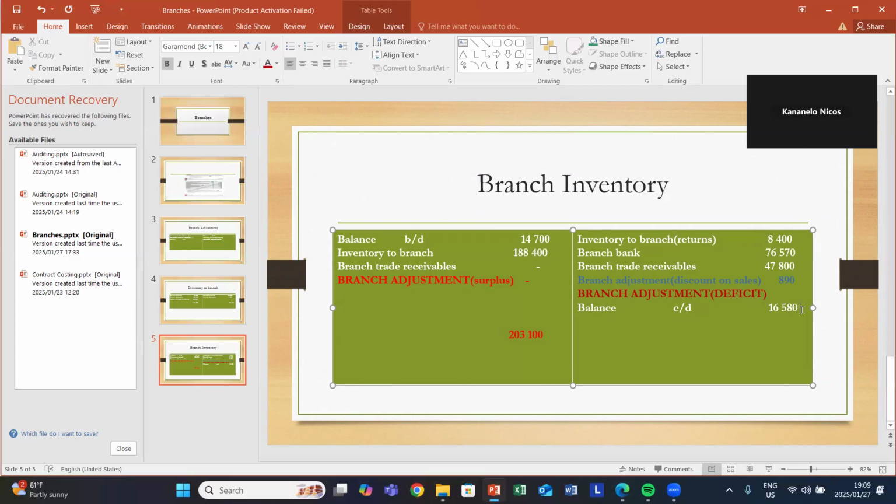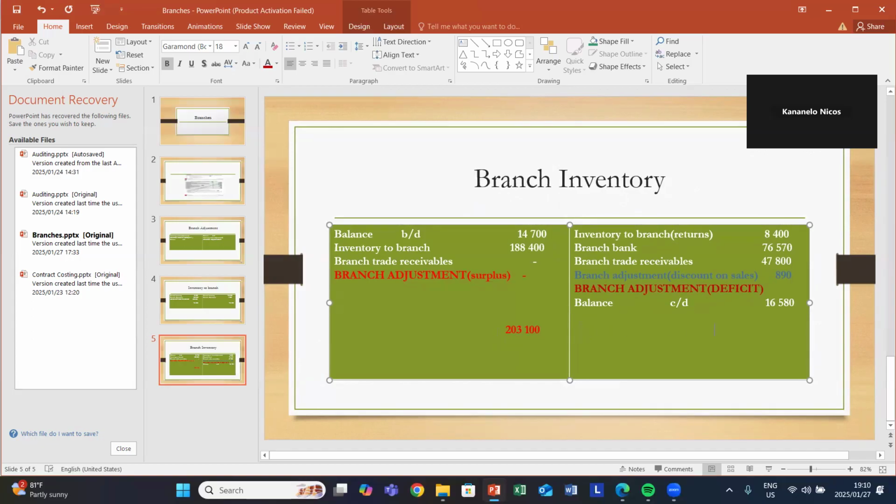Also here we'll write 203,100. And then you can clearly see that we did a deficit. So we'll say 203,100 minus all those amounts that are on the credit side. Minus 16,580, minus 890, minus 47,800, minus 76,570, lastly minus 8,400. And then we'll get 52,860. I think this one was a little bit difficult. So the deficit will be 52,860.